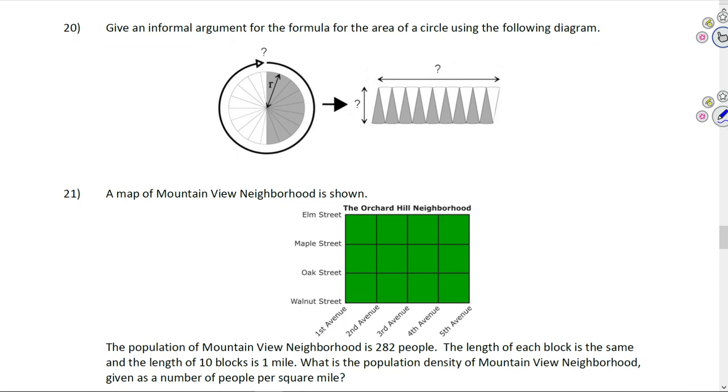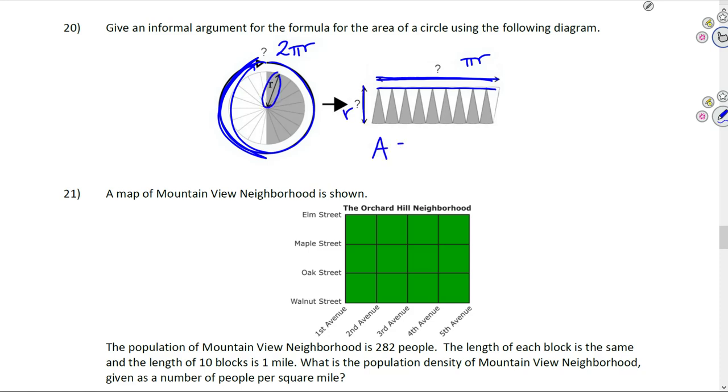Number 20, give an informal argument for the formula for the area of a circle using the following diagram. Okay, so we're going to derive the area of a circle from this diagram. We start off with the circumference, which we derived just a second ago as 2 pi r. Now, we saw an applet that stretched it out and then took it in half. So this white length here is half of the circumference. Half of 2 pi r is just pi r. And then this height here is the same as the radius.